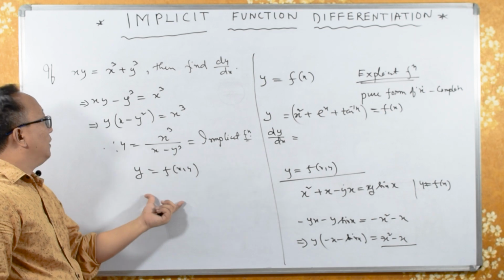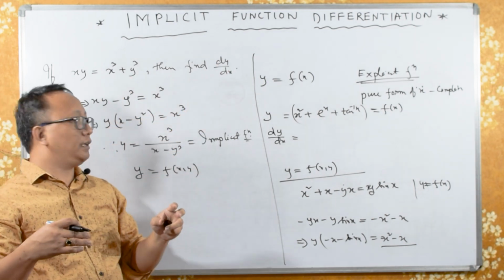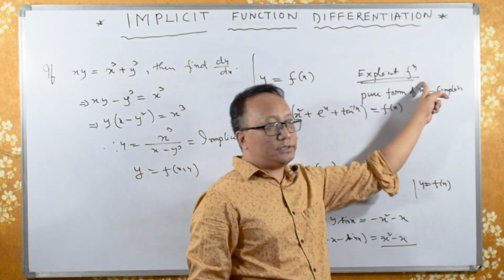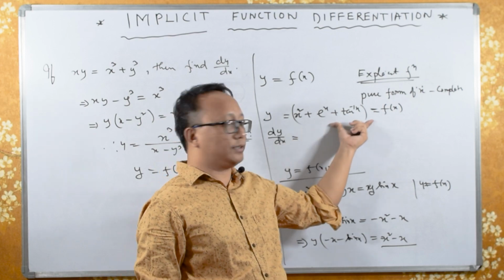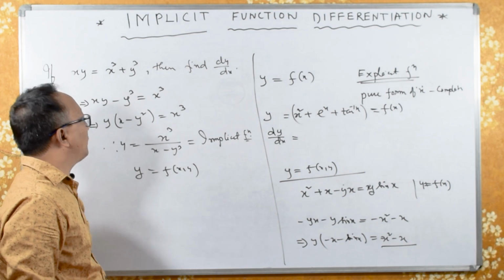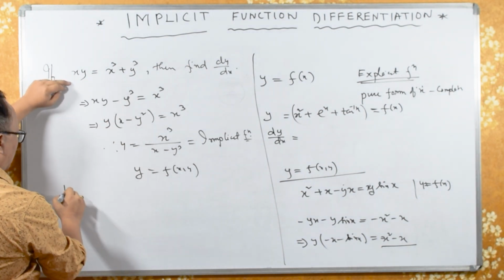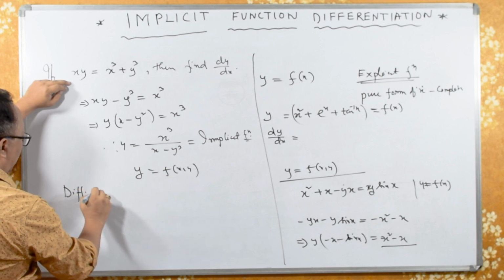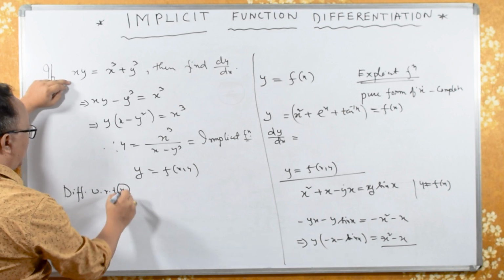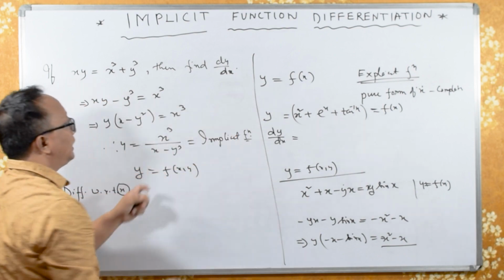Now at the time of finding dy by dx, it may come in a mix of x and y. Don't worry. In explicit functions, your value will be only in terms of x, but in implicit functions it may be mixed with x and y. Now let's try to find this derivative, differentiating with respect to x, because they are asking dy by dx.